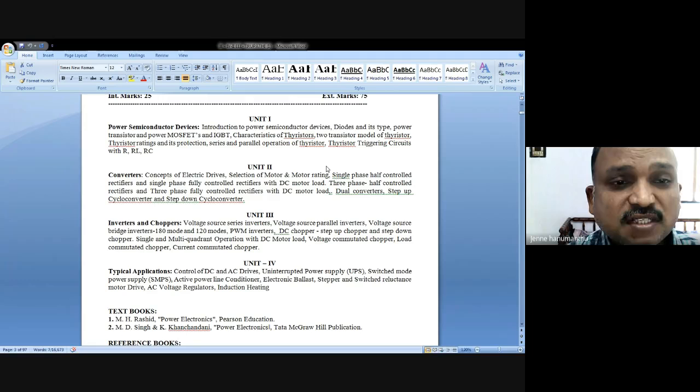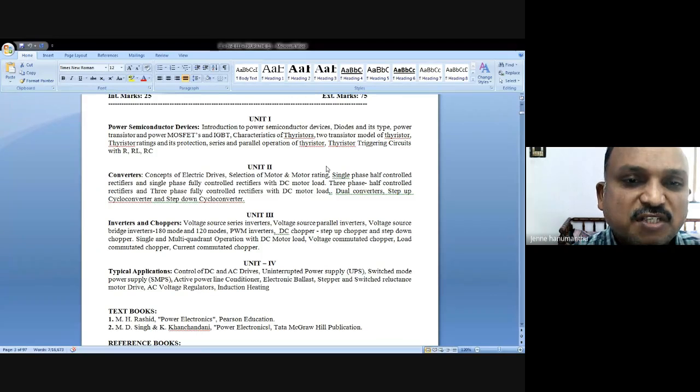And apart from this, we also got the modes of operation. That means forward blocking mode, forward conduction mode, reverse blocking mode, isn't it? So these are all covered. And you know how to trigger the thyristor also, how to turn on the SCR. There are different methods available for turning on the thyristor by breaking J2, which is reverse biased. Now it becomes forward bias.